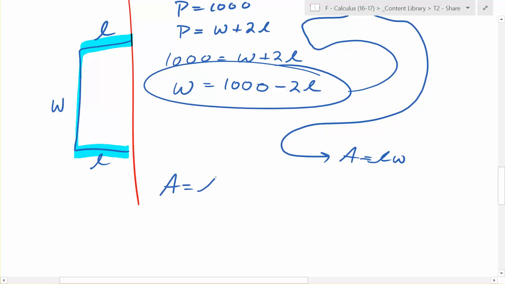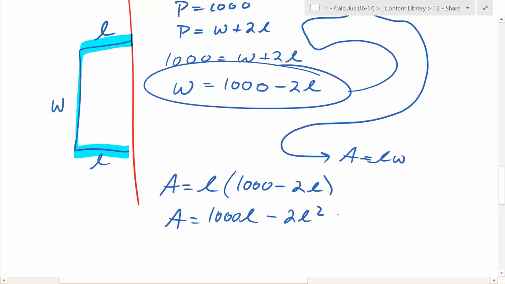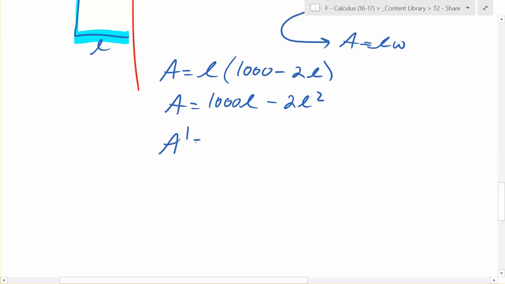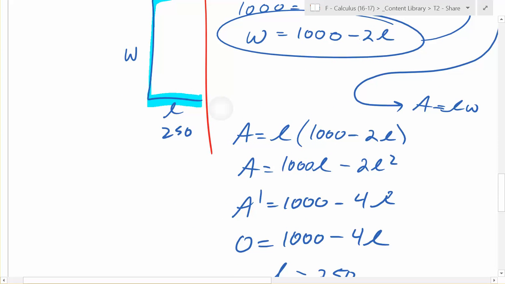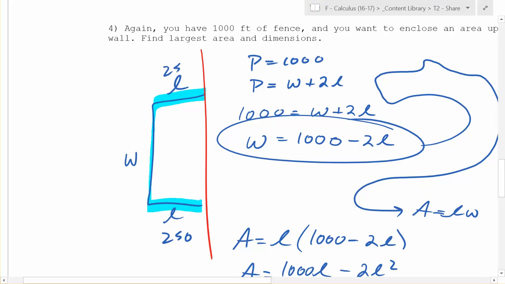So what do you have? Area is equal to L times 1,000 minus 2L. So area is equal to 1,000L minus what? So now you take the derivative, 1,000 minus 4L, and then you set it equal to 0. So you have 1,000 equals 4L, so what does L equal this time? 250. So if this is 250, this is 250. So what's the width going to be this time? 500. That makes a little bit more sense, right?